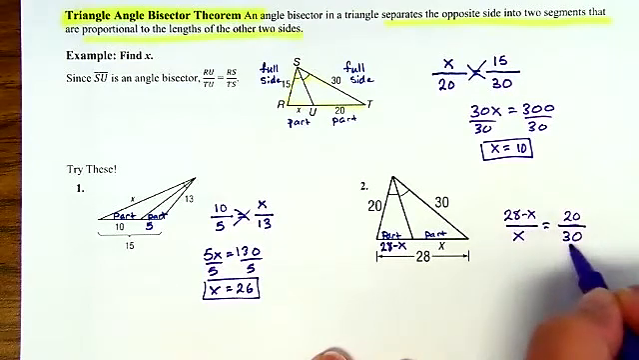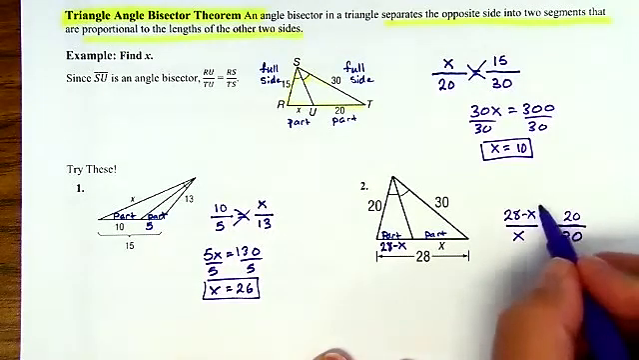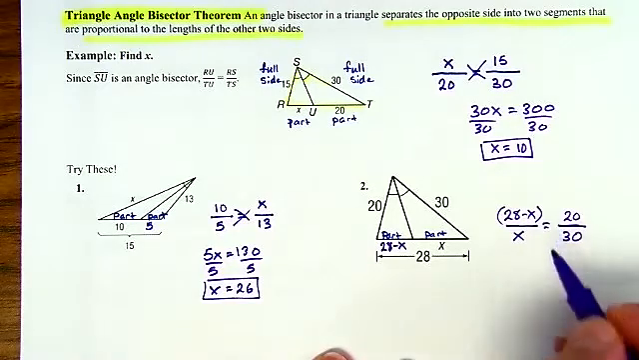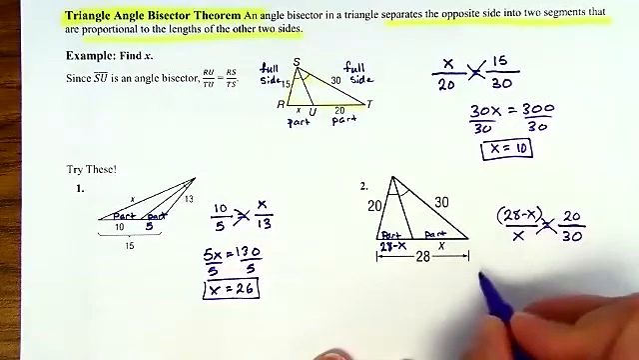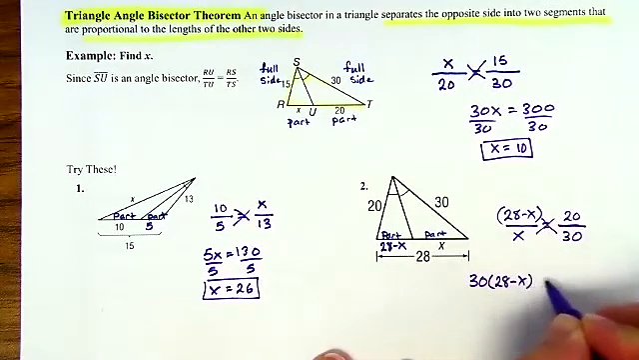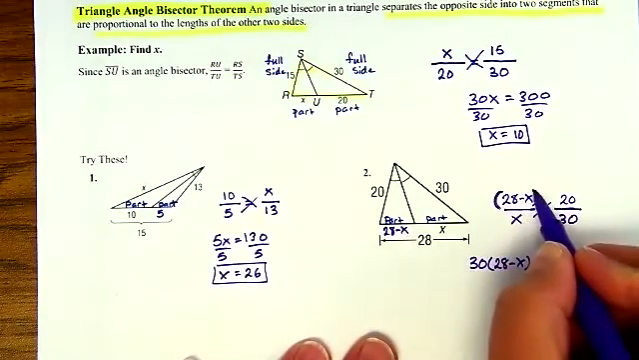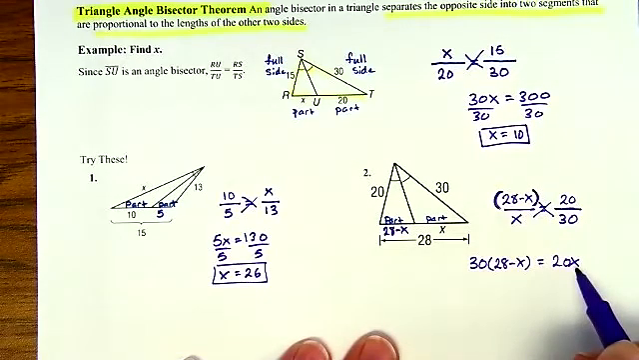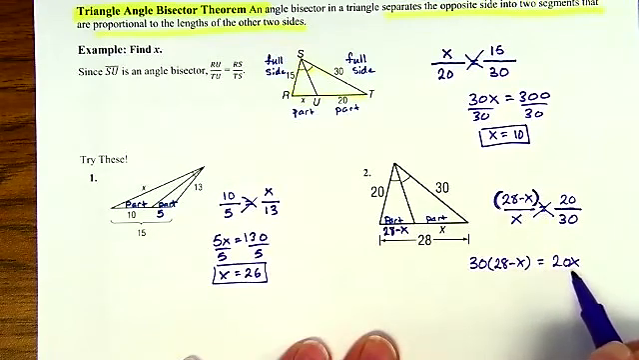Part over part is equal to full side over full side. Now, because this is an expression here, I'm going to make sure to put it in parentheses, because when I cross multiply, it's going to get kind of complicated. I want to make sure I multiply times the whole thing. So 30 times 28 minus x, you want to be careful when you cross multiply here. You've got an expression, so it's always a good idea to put it in parentheses. And so when I cross multiplied, I ended up with 30 times 28 minus x equals 20x.